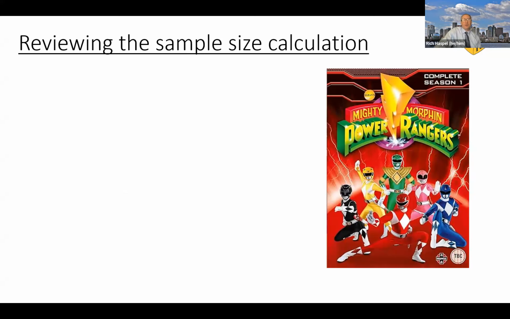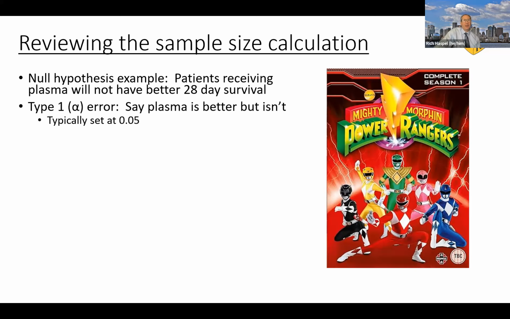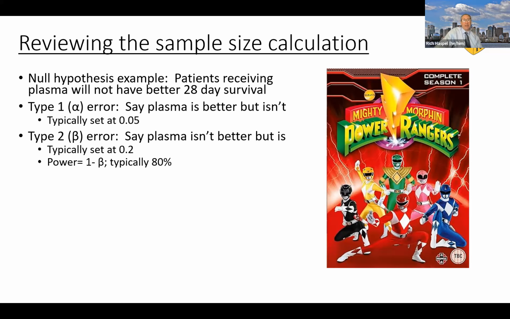And then the last part of the toolkit is reviewing the sample size calculation. So for example, if your null hypothesis is that patients receiving plasma will not have better 28-day survival, type 1 error, or alpha, is saying plasma is better, but it isn't. And that's typically set at 0.05, 5%. So 5% of the time they say plasma is better, but it isn't. Type 2 or beta error is saying plasma isn't better, but it is. So I found no difference with plasma, but it really would have helped. This is usually set at 20%, and that's where power comes in, which is 1 minus the beta error.